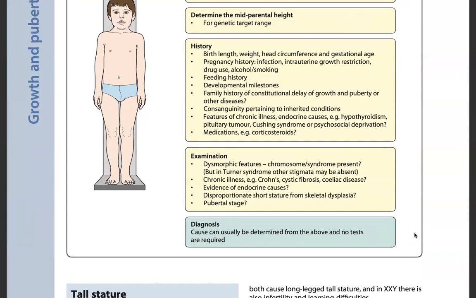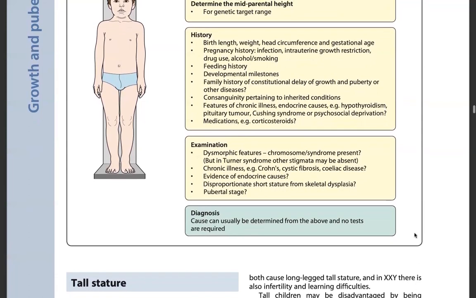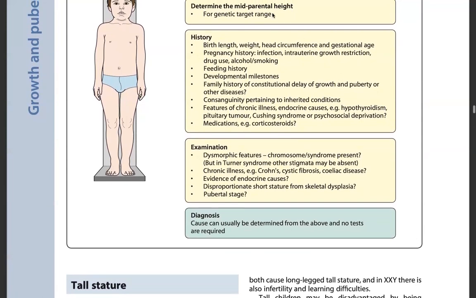Examination: dysmorphic features if a chromosome syndrome is present, but in Turner syndrome other stigmata may be absent. Chronic illness, for example Crohn's, cystic fibrosis, celiac disease; evidence of endocrine causes; disproportionate short stature from skeletal dysplasia; pubertal stage. Diagnosis: the cause can usually be determined from the above, and no tests are required.